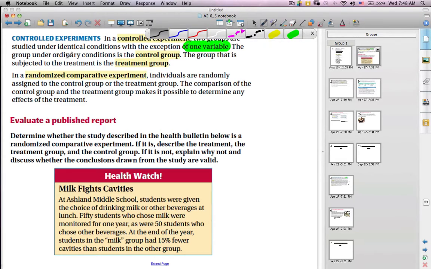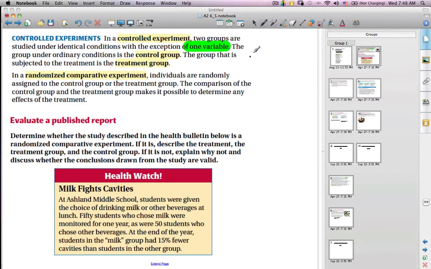Okay, so a group under ordinary circumstances is called a control group. That means nothing's changed for them. In the case of testing a medicine, if I was giving the treatment group a medicine, I would probably give the control group a placebo so they at least thought they were getting a medicine.